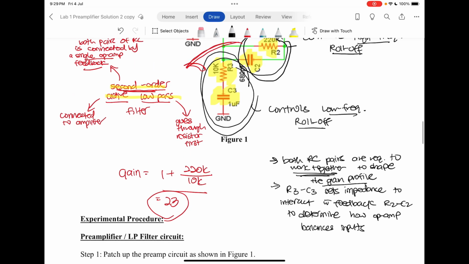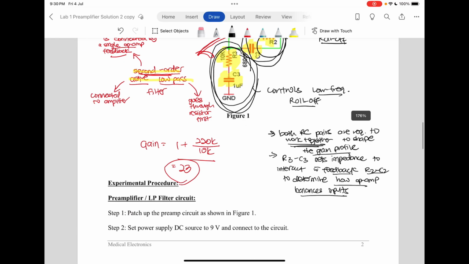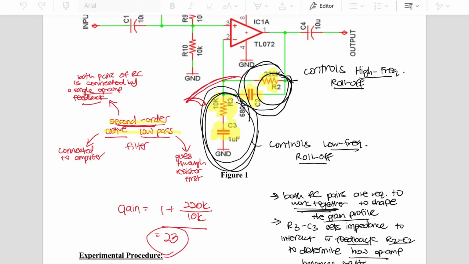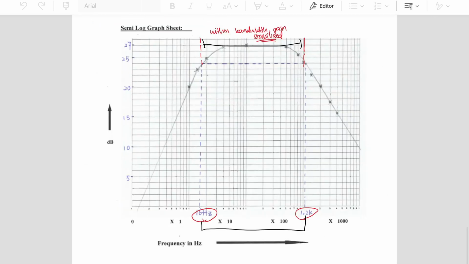The R3 to C3 pair here sets an impedance to interact with the feedback R2 and C2 over here to determine how the op amp balances its inputs. Even though both RC pairs are low pass in nature, their placement in the feedback network creates a band pass effect. This means the amplifier only boosts signals within a specific frequency range, roughly 16 Hz to 1.2 kHz, which is ideal for capturing the core of the human voice while rejecting unwanted noise outside that range.